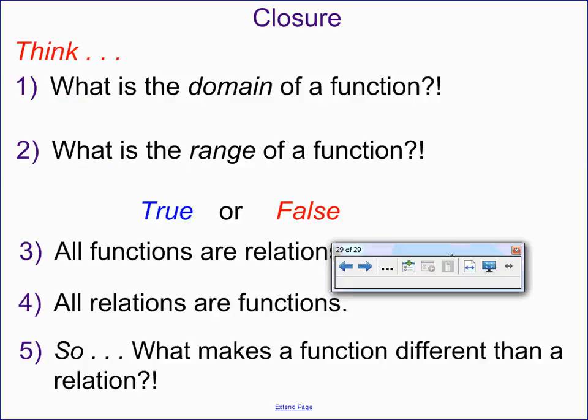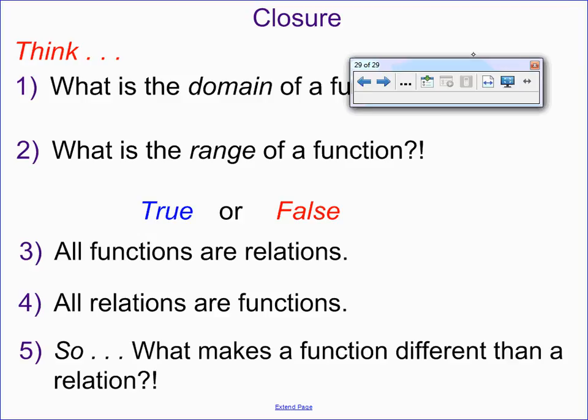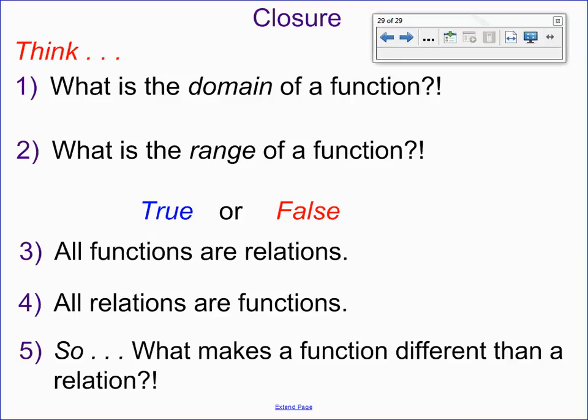Let's finish it out with our closure today. Ladies and gentlemen, think, don't call out. What's the domain of a function referred to? What's the range of a function referred to? And then true or false. All functions are relations. That's a true or a false. Number 4, all relations are functions. That's a true or a false. Number 5, what is it that makes a function different than a relation? That'll close out our discussion for the day. I'll be looking around the room for your written responses. You can check with your partner, but keep your conversation quiet between the two of you, and then we'll share it with the whole class.